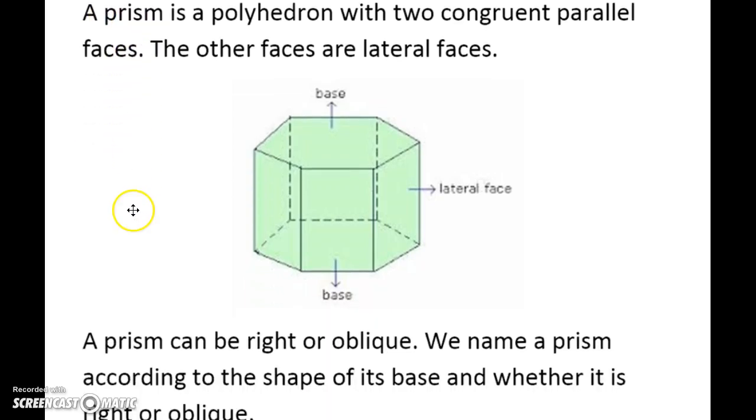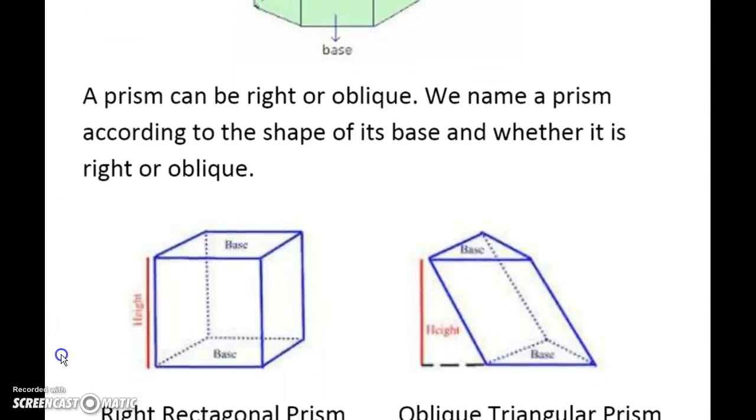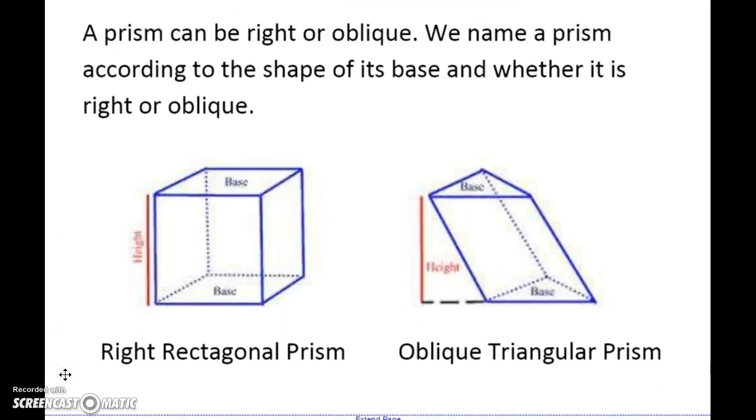So here I have a hexagonal prism. I know that because I have a hexagon as my two bases, and it's a prism because all of the lateral faces are rectangles and they're joining the two bases so that they're parallel. We call these faces the lateral faces and these two faces the bases. Now, prisms can be right or oblique. We name a prism according to the shape of its base and whether it is right or oblique.